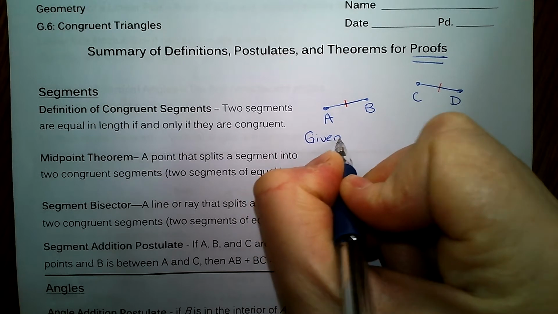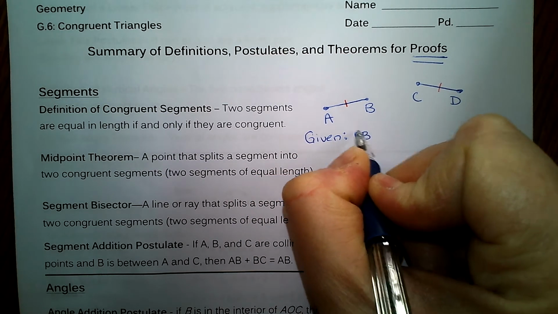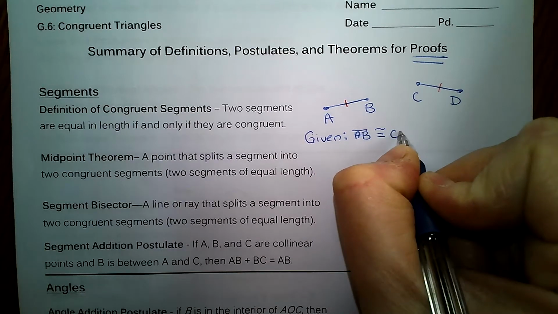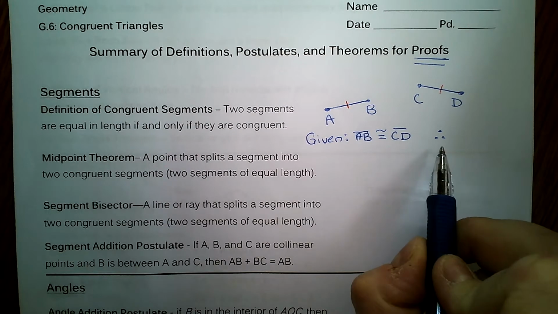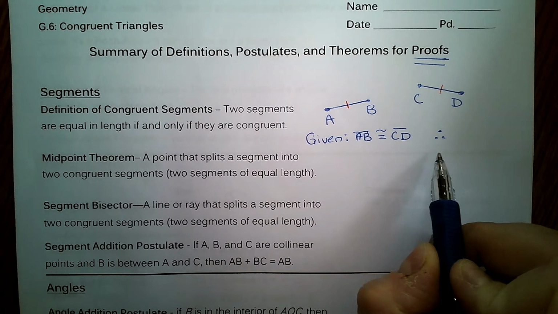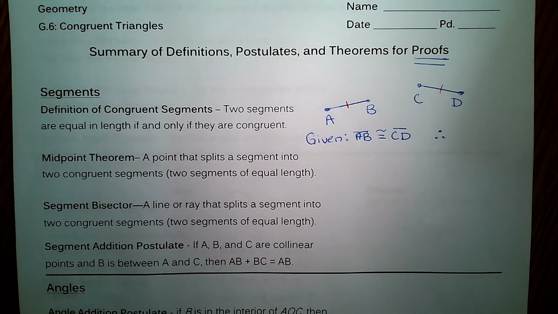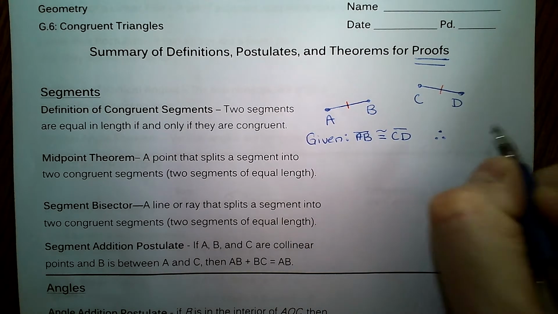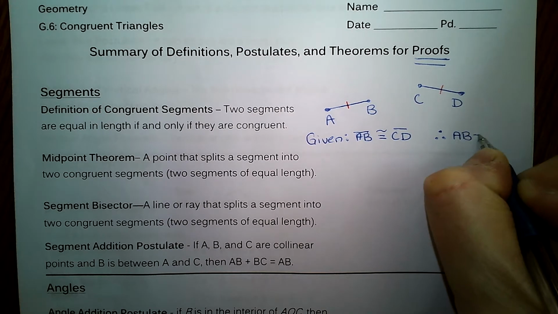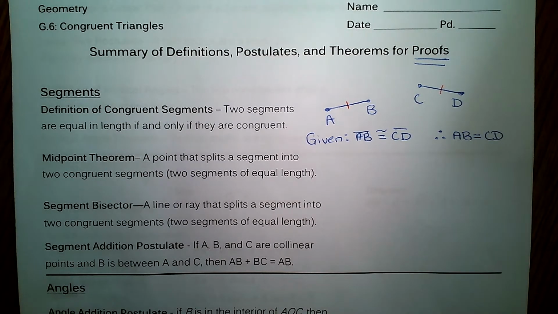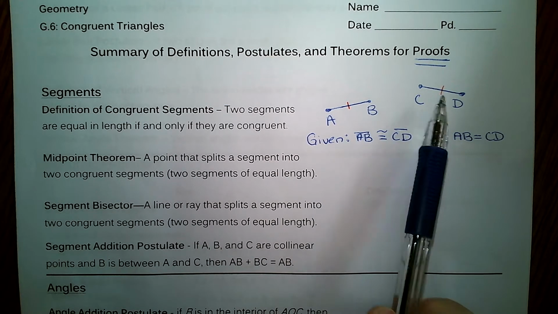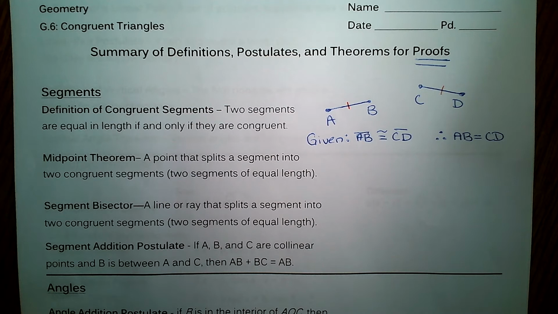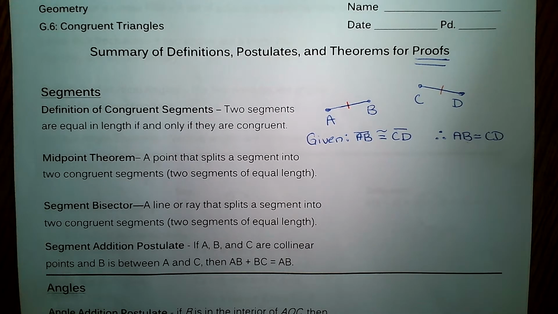Given AB is congruent to CD, what can we prove? This little three-dot triangle is the symbol for therefore, or this is what we can prove. If we know they're congruent to one another, that means we also know that they have an equal length. If one segment is 5 centimeters, so is the other. So that's our first little reminder, the definition of congruent segments. If two segments are congruent, then they're equal length, or the other way, if we know their lengths are equal, we know the segments are congruent.